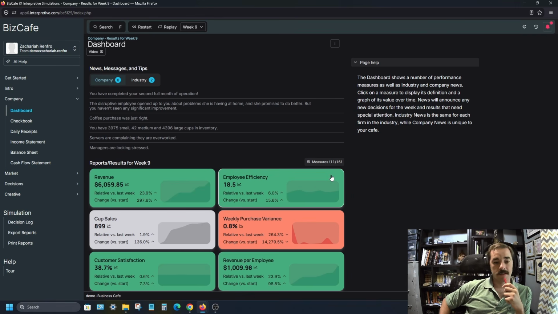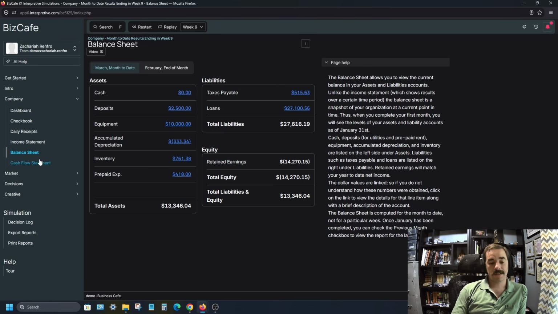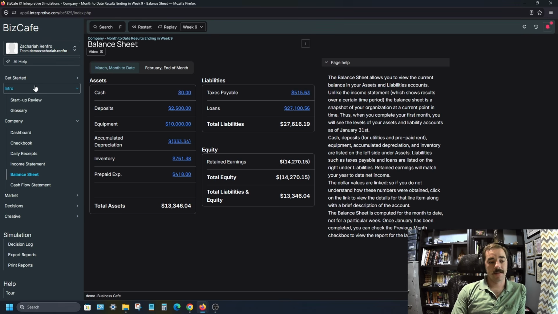Complete our second month. Employees having trouble at home. Coffee purchase was just right. Servers are complaining they're overworked. Managers are stressed. And we still lost $1,000. So let's go to our balance sheet. And we are taking on a bunch of loans. So I think we can call it. I think we can say that we are out of business.